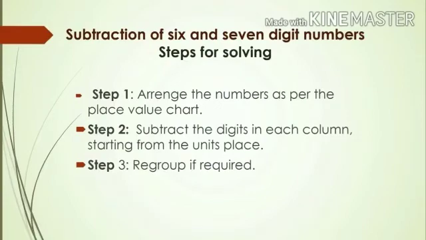Subtraction of 6 and 7 digit numbers. Steps for solving. Step 1: Arrange the numbers as per the place value chart. Step 2: Subtract the digits in each column starting from the units place. Step 3: Regroup if required.